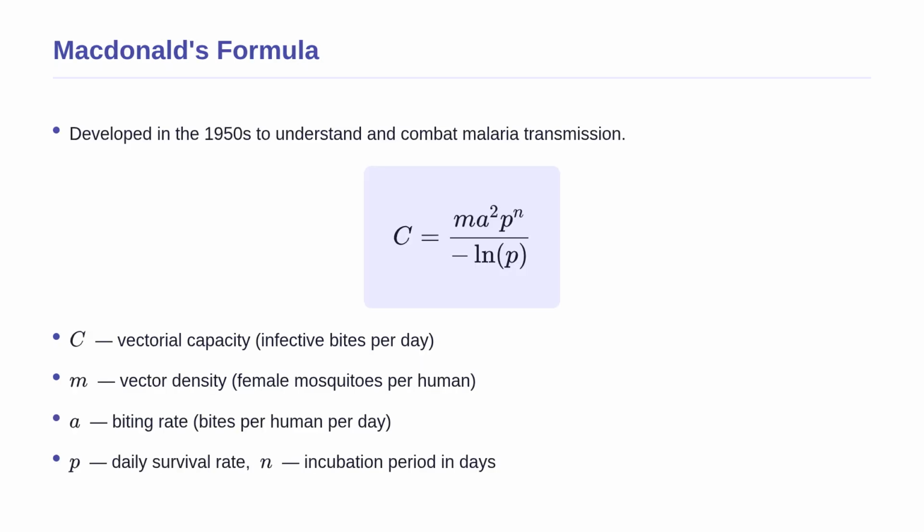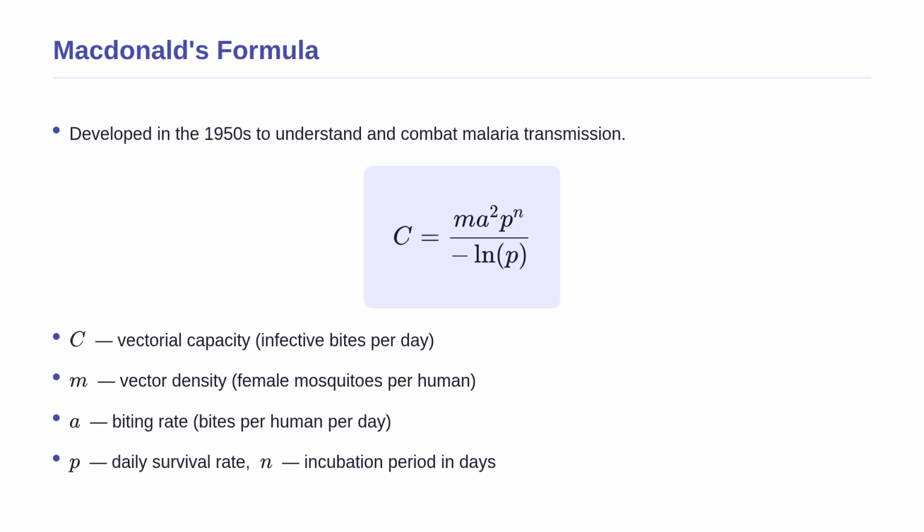This brings us to the mathematical heart of the topic. To calculate this transmission potential, scientists use a famous equation known as McDonald's formula, developed in the 1950s to combat malaria. Let us break down every symbol. C represents the vectorial capacity itself. The variable M stands for vector density, or mosquitoes per human. If M increases, transmission goes up. The variable A represents the biting rate. Notice that A is squared.